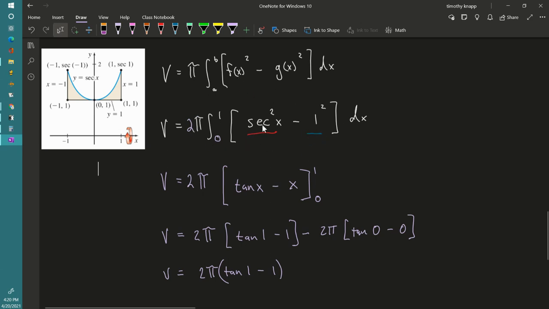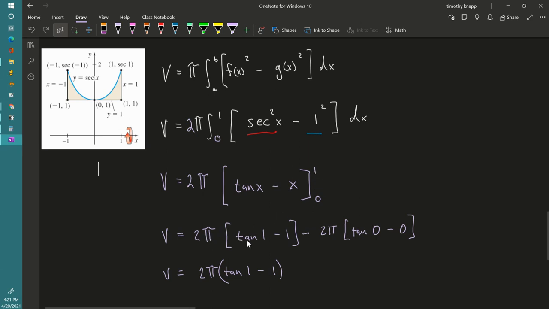So now if I just populate my formula with the given functions, secant and y equals 1, notice that the integral of secant squared is tangent, and the integral of 1, because 1 squared is just 1, is going to be x. And I'm integrating that from 0 to 1.